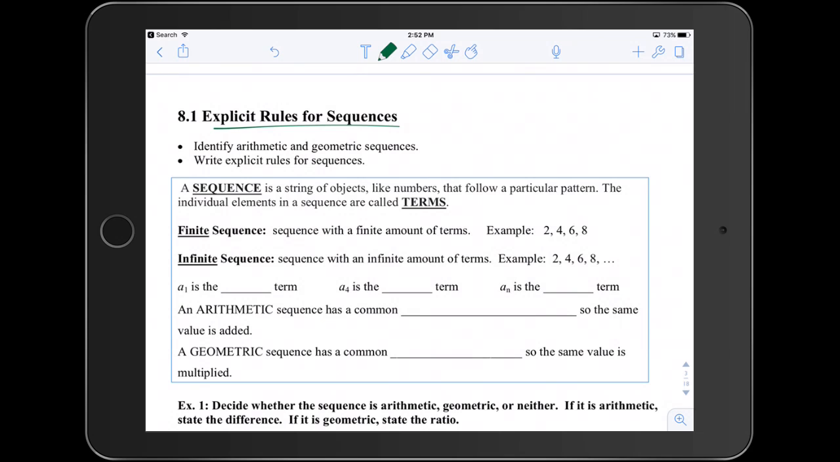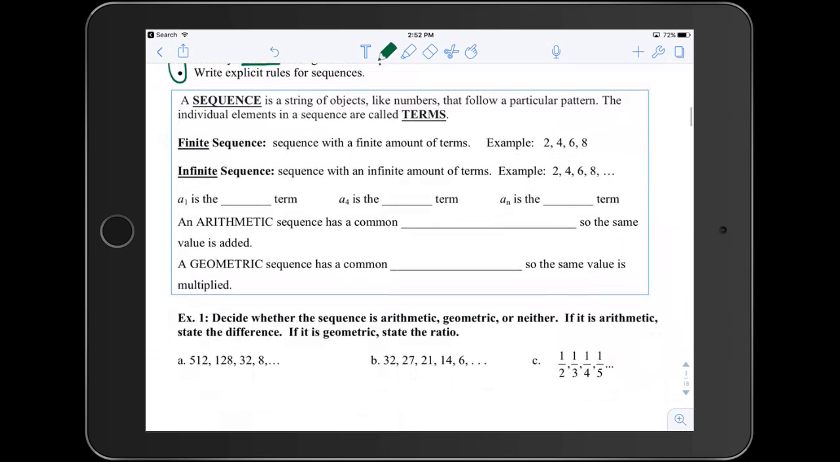There are two main objectives to this section. One, we're going to identify arithmetic and geometric sequences. I realize this word looks like arithmetic. It's not. When we're talking about sequences and series, we pronounce it arithmetic. So arithmetic versus geometric sequences. We're also going to be writing the explicit rules for sequences, which is really looking at a set of numbers, finding the pattern and writing the rule for that. Some people like to use the word formula. I call it the rule.